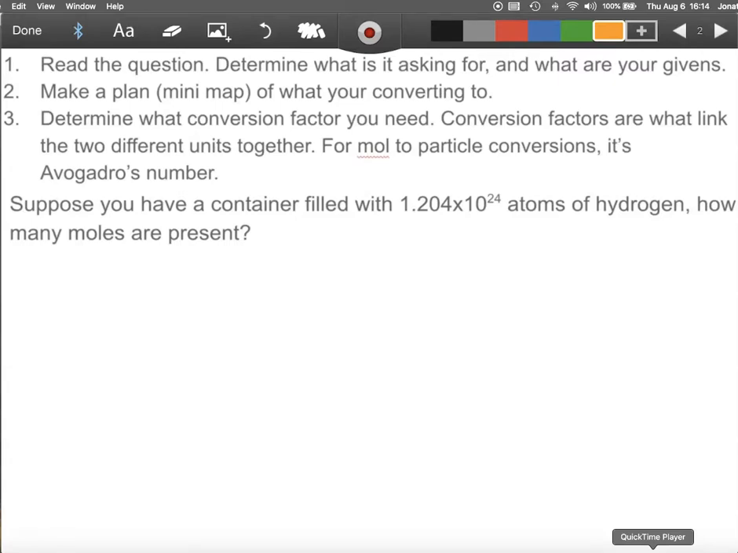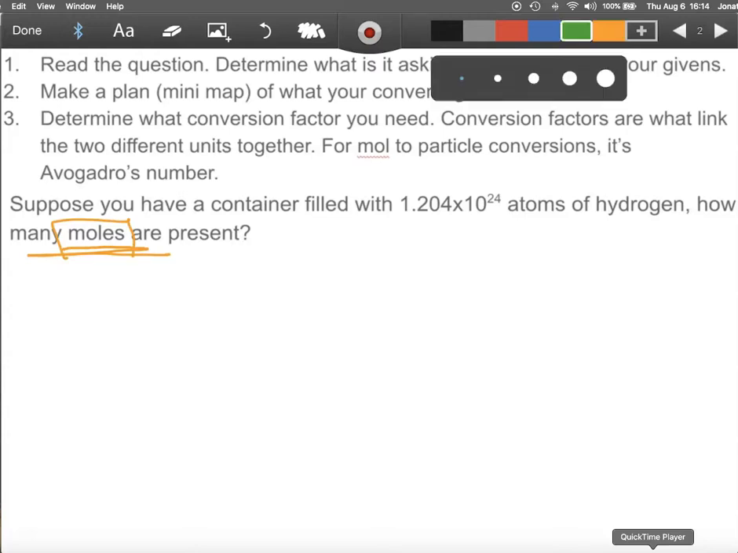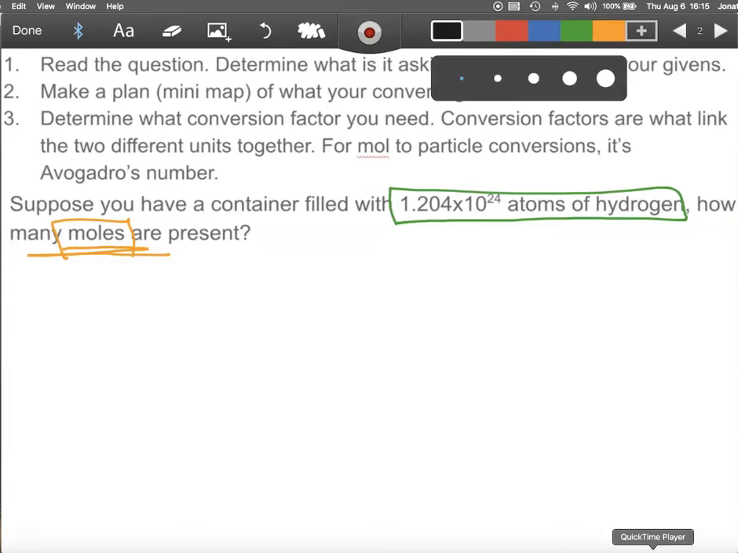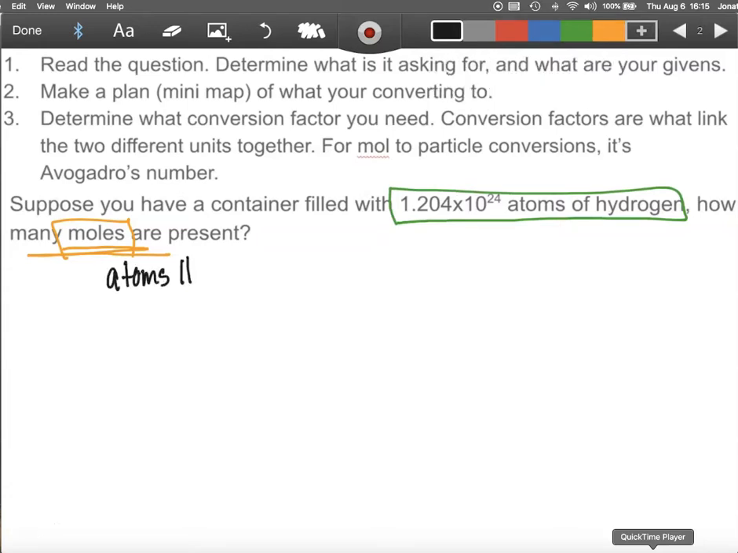We're looking for the moles. We want to know how many moles are present of this stuff, in this case hydrogen. What did it give us to start off with? The 1.204 times 10 to the 24th atoms. So based on this, we're starting with atoms of hydrogen. In this case, hydrogen is H2. I forgot to write that in there, but hydrogen is H2.